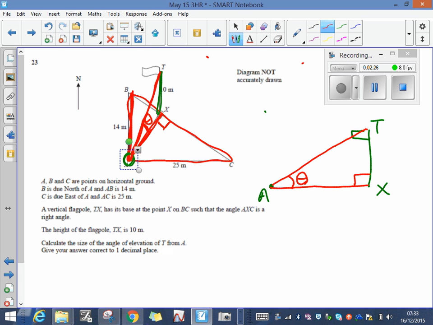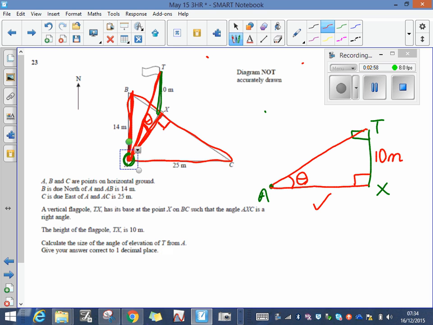Now look at what we've got. The length of TX we already know is 10 meters. Remember, in order to do trigonometry, we need to know either the length of AT or the length of AX. So we need the opposite, and we're going to have either the opposite and the adjacent, or the opposite and the hypotenuse. I can see that AX is going to be much easier to find because we can play about with the triangle on the ground. So let's have a strategy for finding AX.